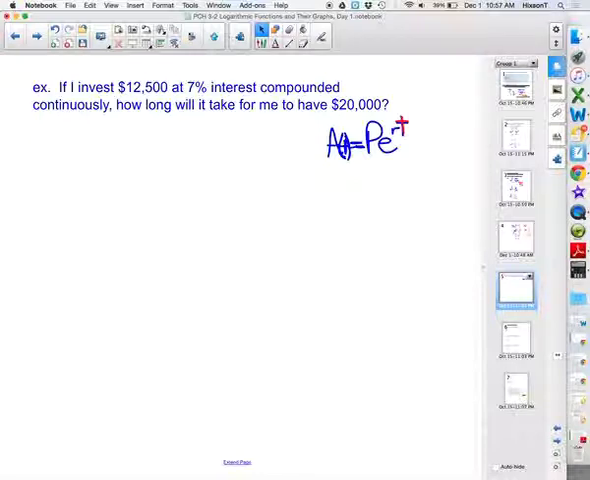Make sure you're careful with your order of operations. The 12,000 is not being raised to the 0.07 power by the t power. So what you would want to do is divide by 12,000 first. So you have e to that power. If this was your equation, that is how you would solve it, but you don't want to do that part.